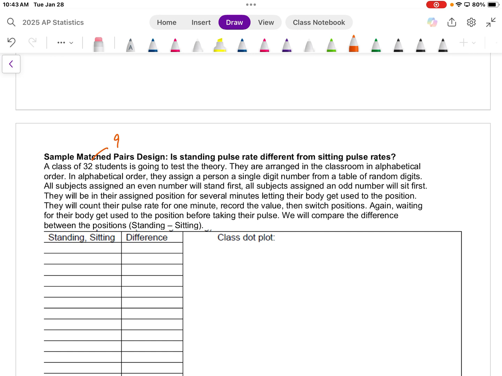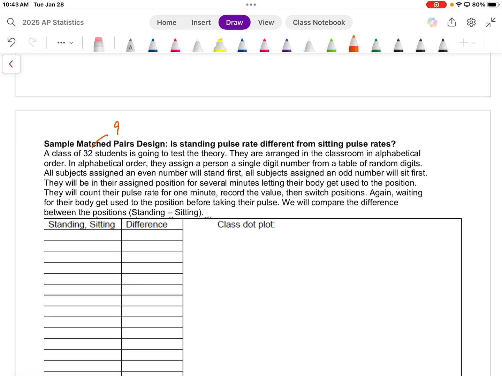With us only having 9, there is potential for just a couple of the data points to alter some of the numerical summaries that we get. And some may not. So again, we're going to try to do this one live here. We've got a class of 9 that we're going to test this theory: is standing pulse rate different from sitting pulse rate? They are arranged. So basically, you guys are going to arrange in your classroom. I have you just the way that you are.